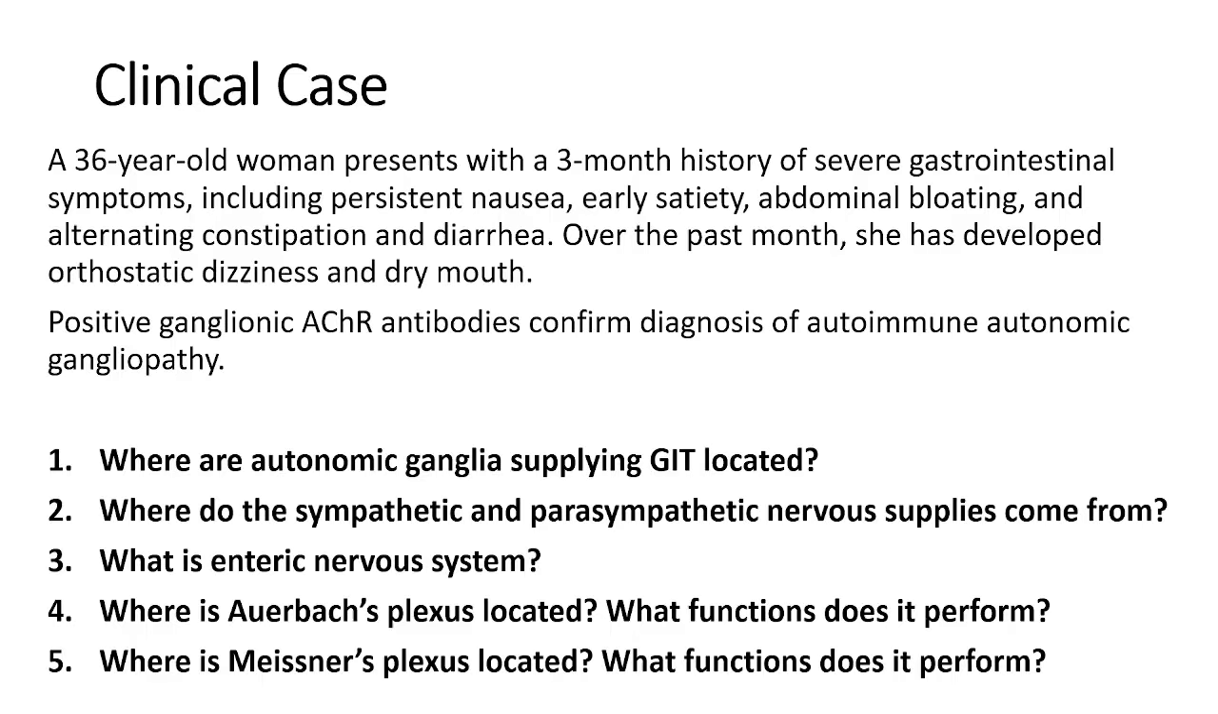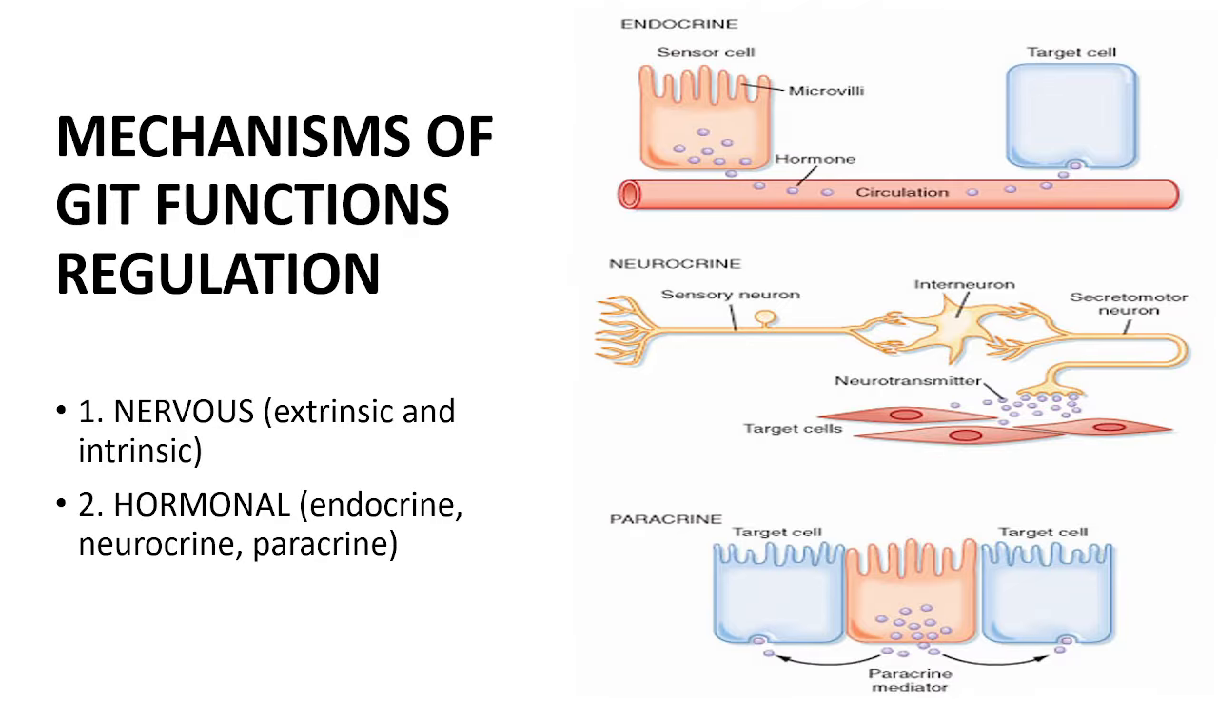So we are going to discuss today where the autonomic ganglia supplying the GIT are located, where they receive sympathetic and parasympathetic input from, what the enteric nervous system is, where the plexuses are located, we already looked at them, and what functions they perform.